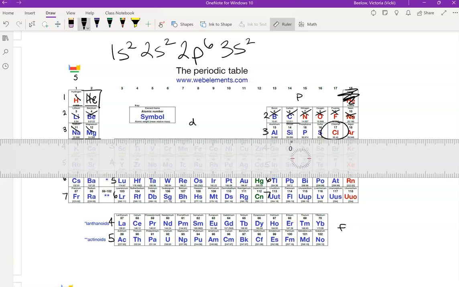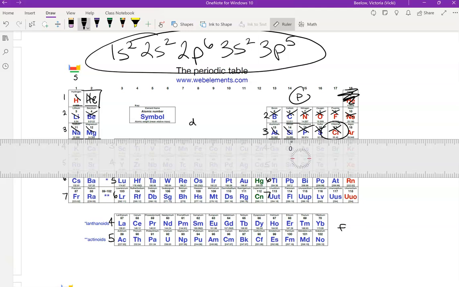Okay. And then I'm going to go over here. And again, we're going to count until we get to chlorine. So 3p. And then we're going to count 1, 2, 3, 4, 5. And this would be the electron configuration for chlorine.